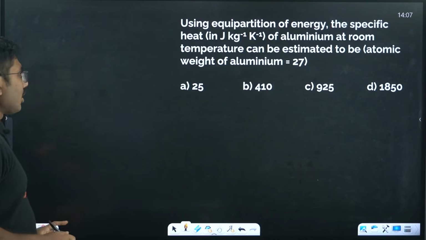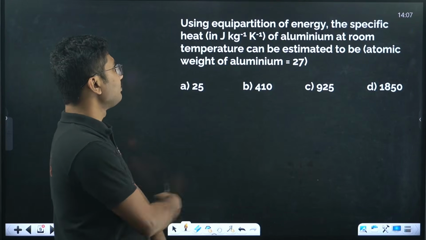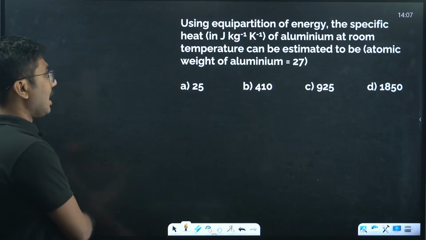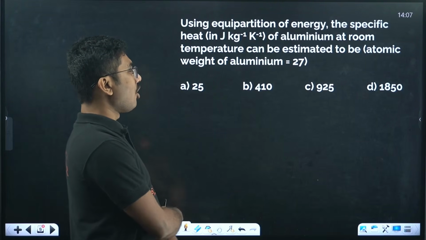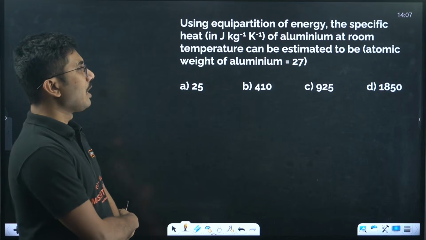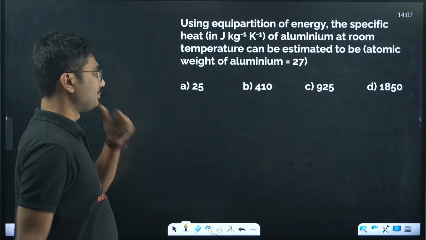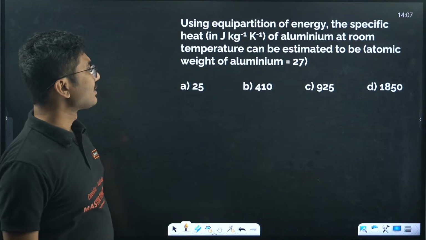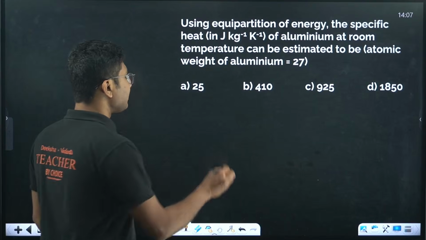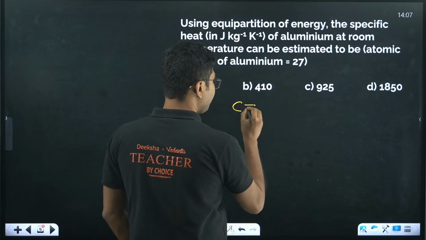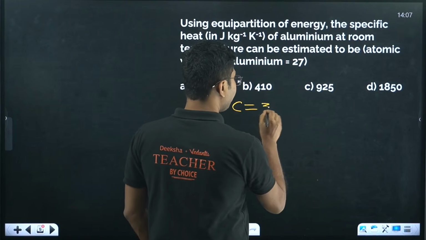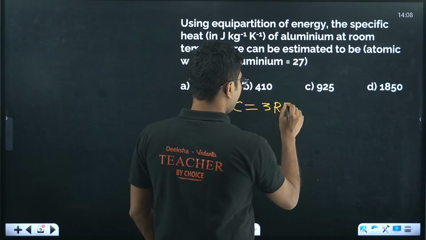Now let's move on to a sample question. Using equipartition of energy, the specific heat in joule per kg per Kelvin of aluminium at room temperature can be estimated to be. The atomic weight of aluminium is 27. So here they ask for the specific heat of aluminium using equipartition of energy. We already know aluminium is a solid. So for a solid, what is the specific heat? It is simply 3RT, right?